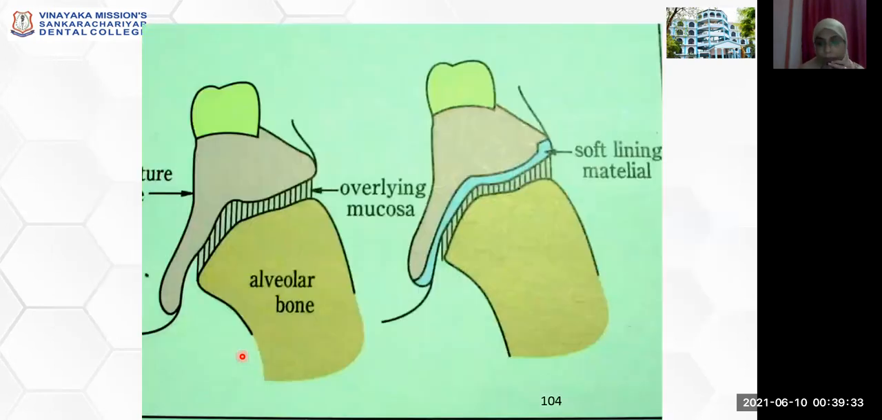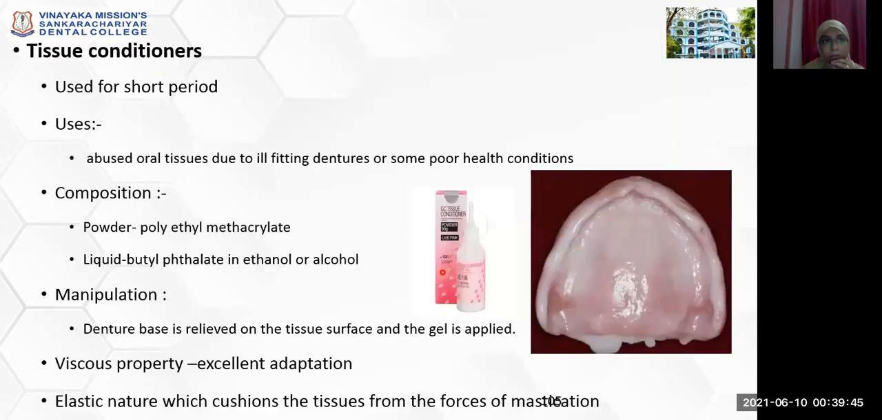So here in this diagram you can see this is the denture, this is the bone, this is the mucosa. Between those two you will be adding this lining material. So this is a tissue conditioner. When do you use it? Especially for a shorter period of time, like when the oral tissues have been abused because the denture is not fitting properly. In such conditions you can coat this denture with this tissue conditioner and then give it to the patient. The composition is slightly different.